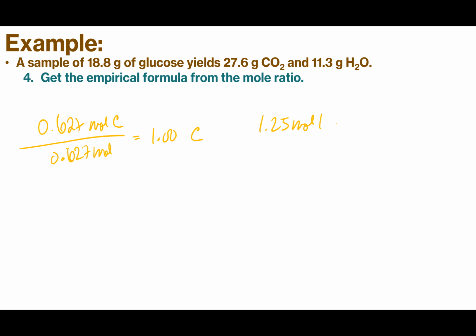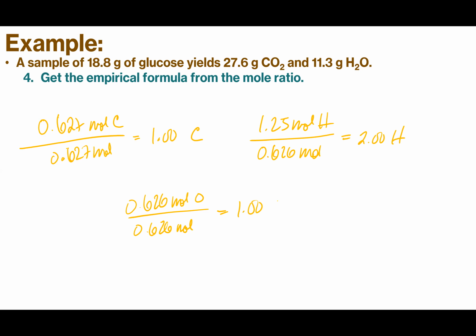1.25 moles of hydrogen, 0.626 moles from our oxygen. It's going to give us 2.00 moles of hydrogen. And of course, dividing our 0.626 moles of oxygen divided by 0.626 moles is 1.00 for oxygen. So that means our empirical formula for this is CH2O.